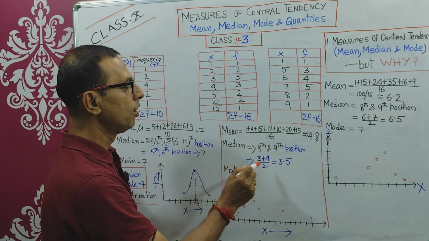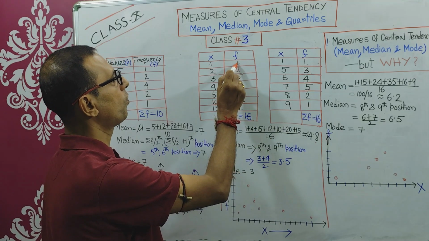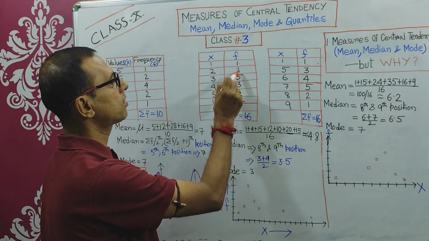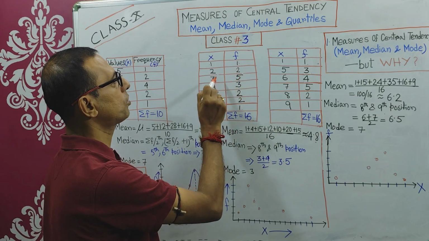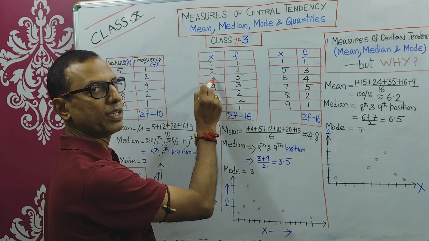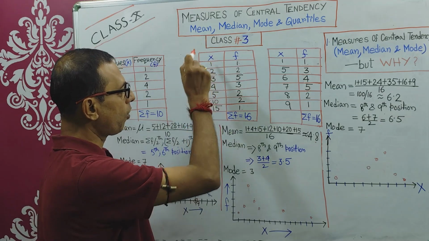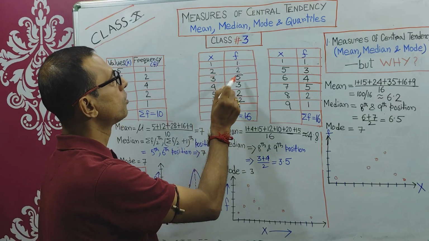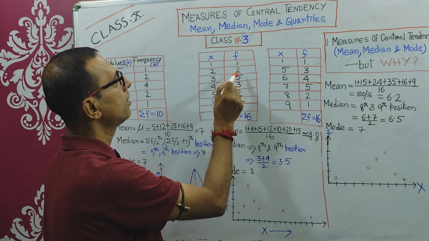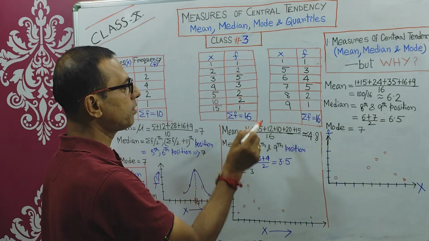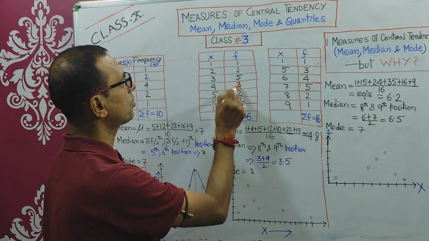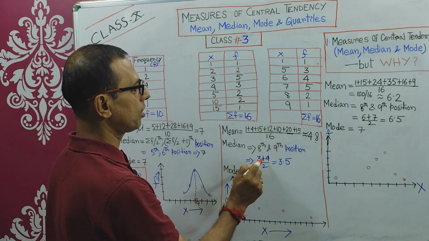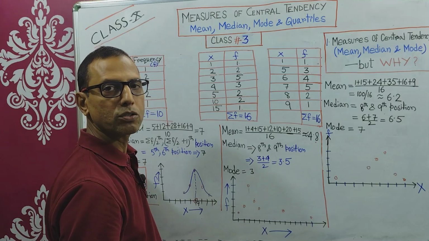8th and 9th position data. So 1 plus 2, 3. Starting from 3rd position till 8th position, the observation value is 3. Because we have order, for median you always need to arrange the numbers in ascending or descending order, right? So 1 plus 2, 3, 3 plus 5, 8. 8th position data is 3 and 9th position data is 4. So 3 plus 4 by 2 equals 3.5.